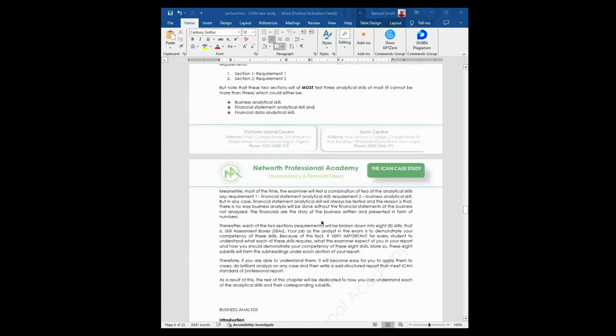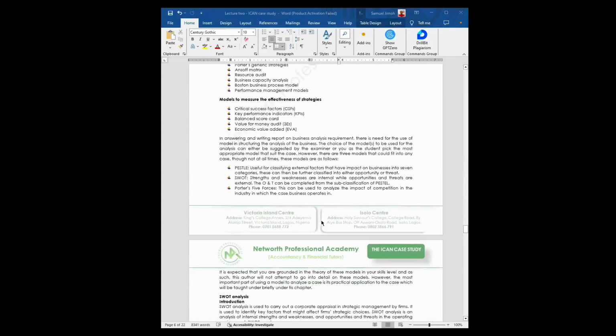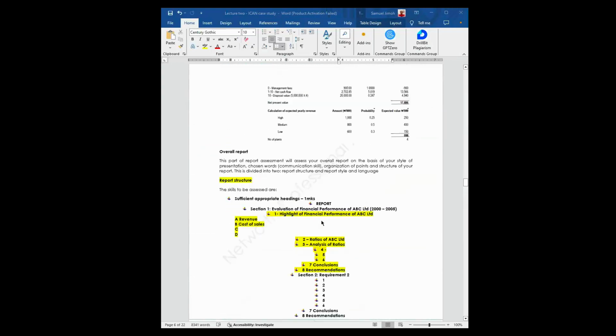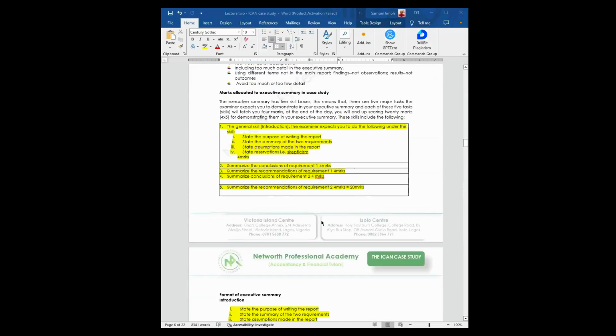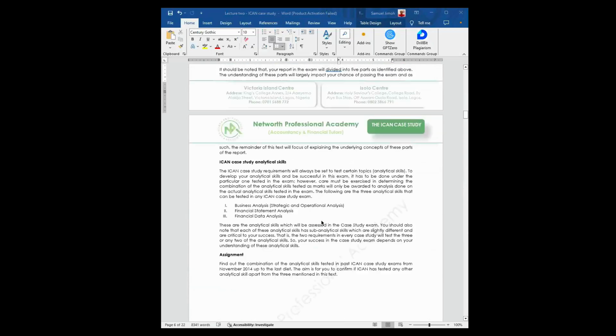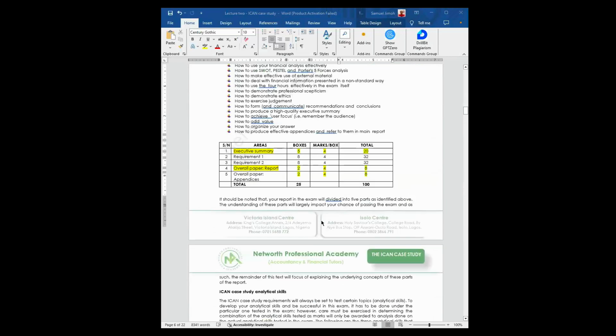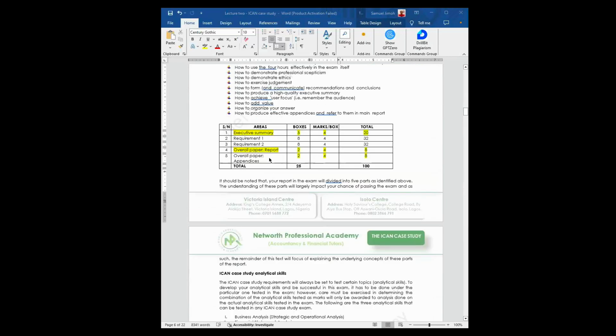So let me continue. Now let's look at what we have done so far. Remember, I told you that in order to understand how to write the report, you have to understand every part of the report, and that is what we are doing. We have looked at the executive summary, the overall report, and the appendices. So what we are left with is the body of the report, right?